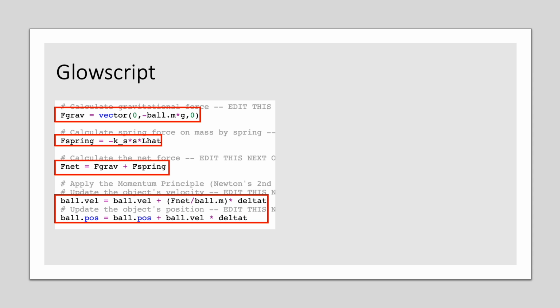Then I updated the force of gravity vector such that the y component is minus mg, the spring force is minus k times s times L hat, and the net force is the sum of the gravitational and spring force. Finally, I had to update the equations of position and velocity by applying the momentum principle.